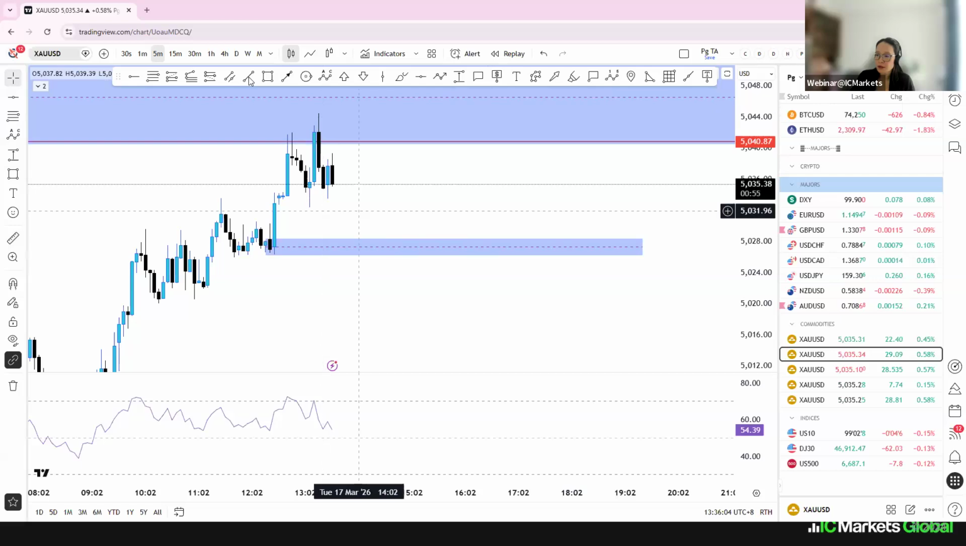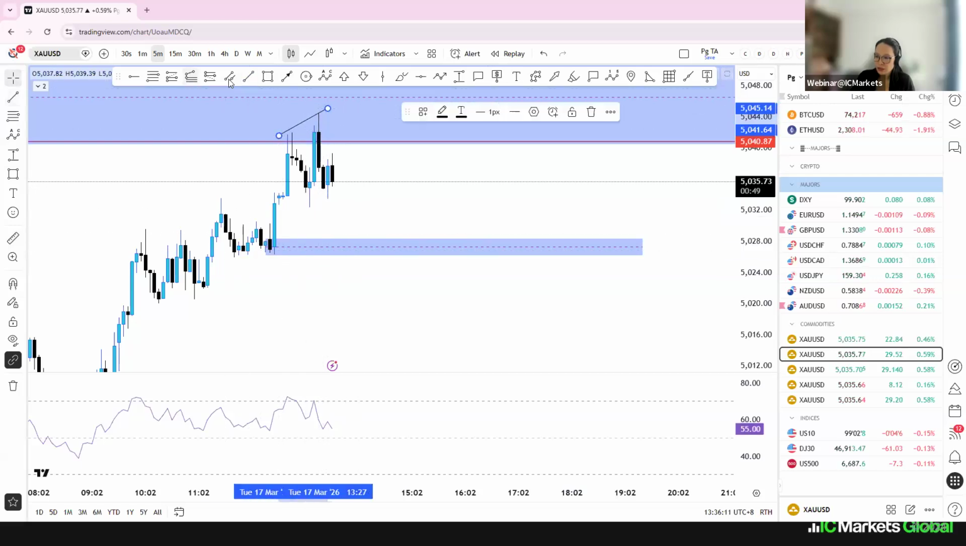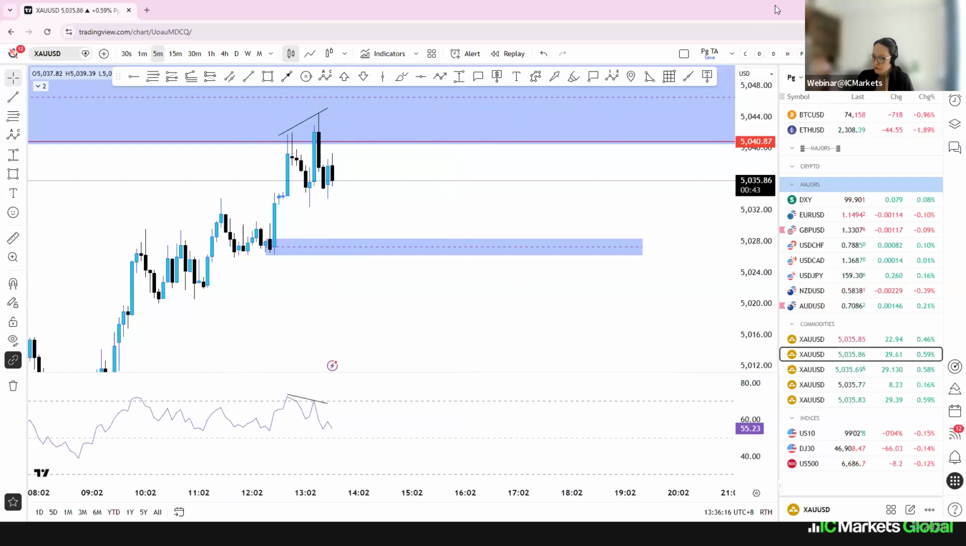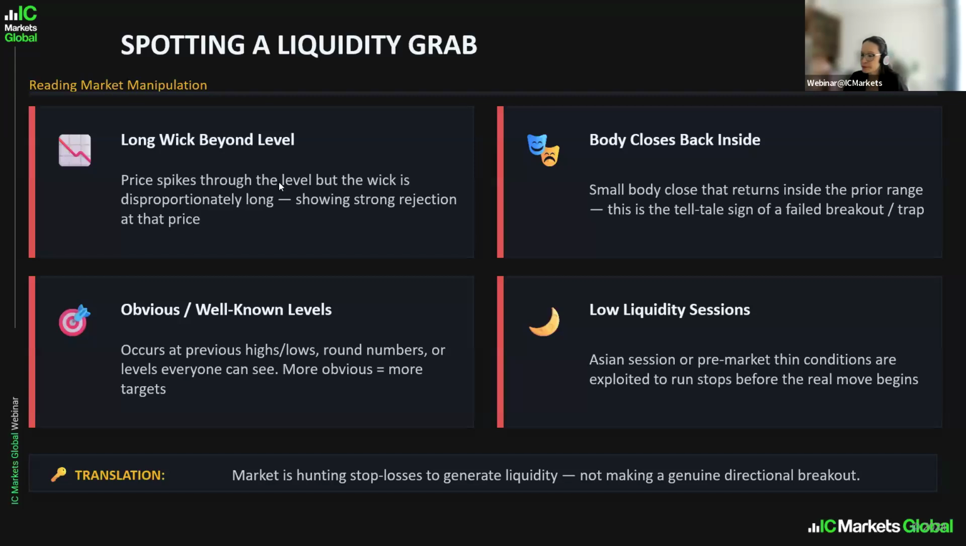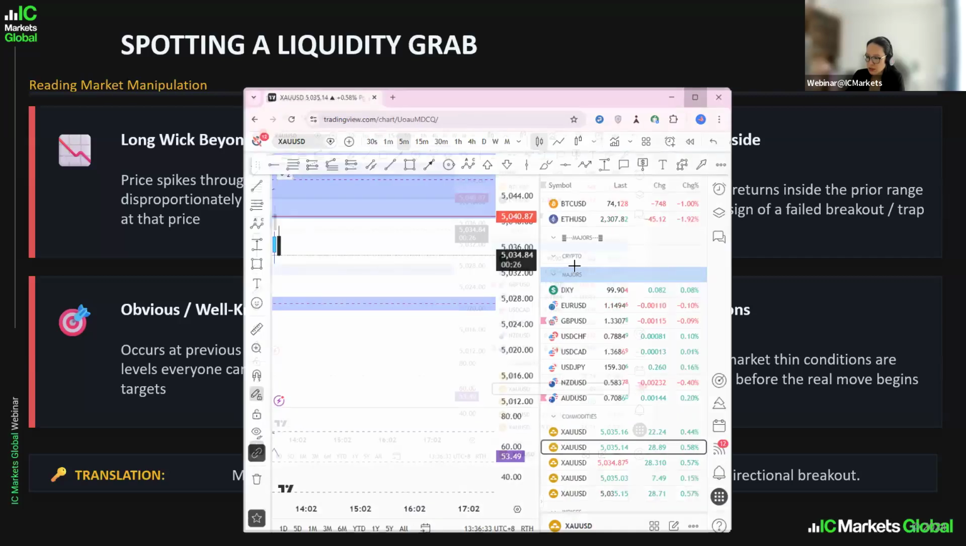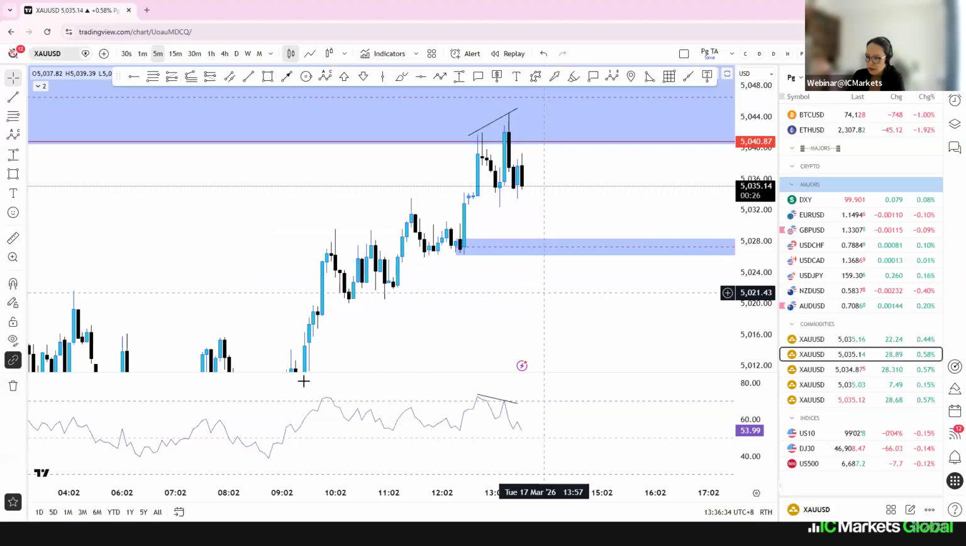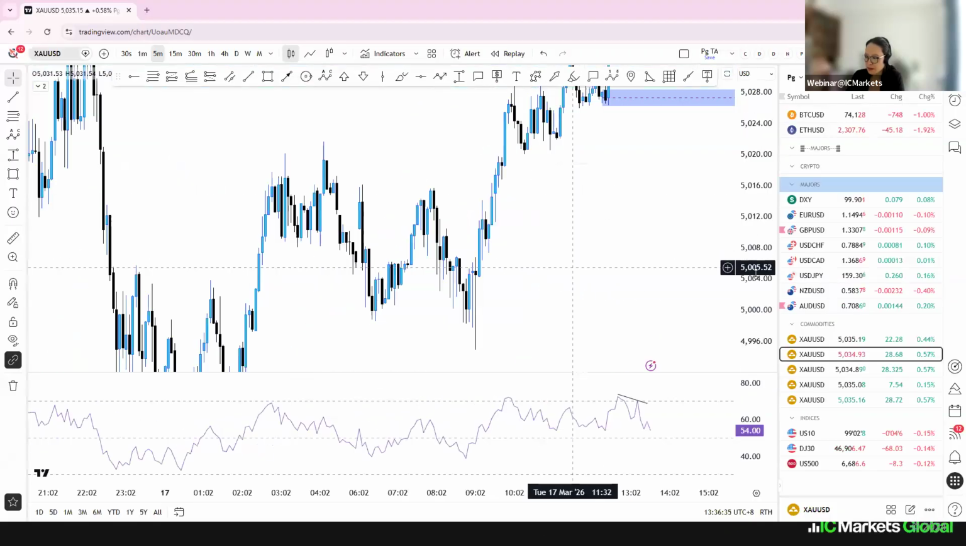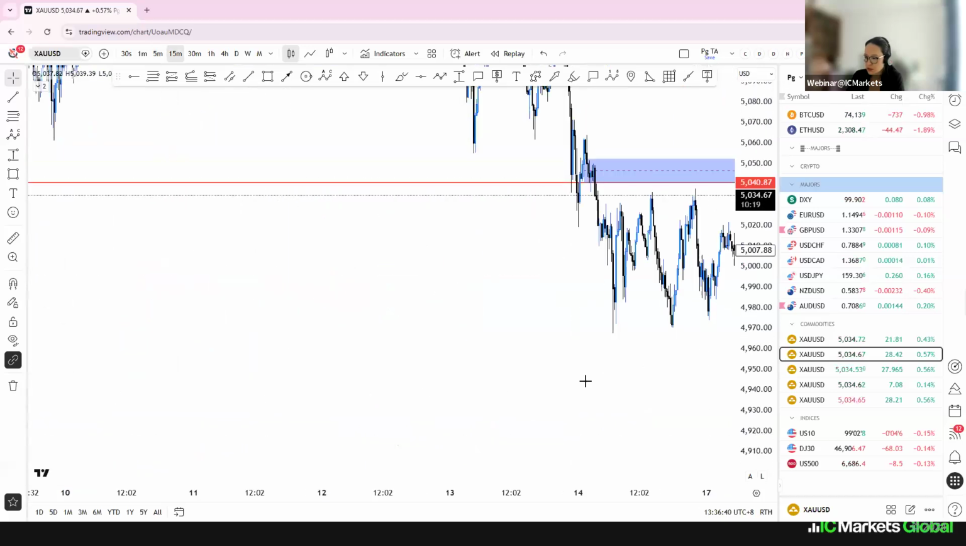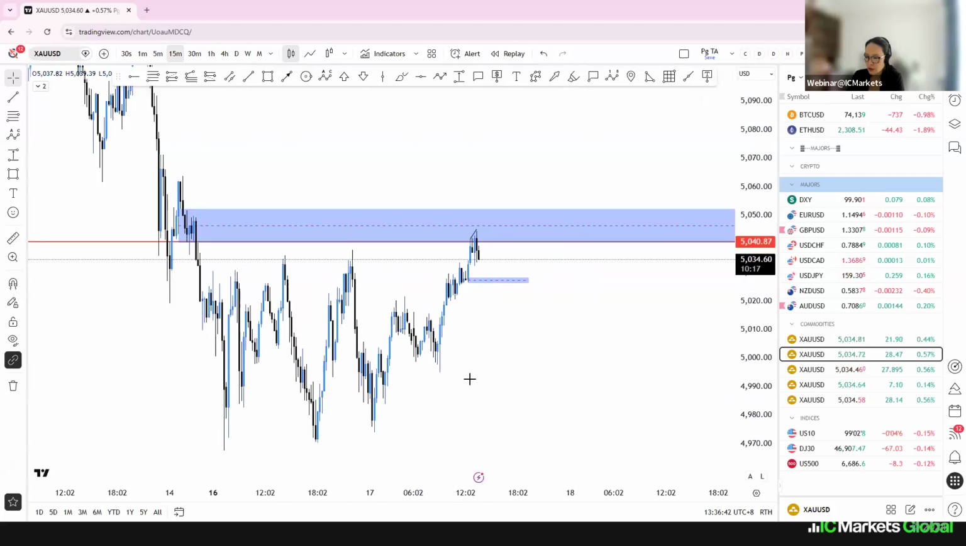On the M5, you will see that there's a divergence here, a bearish divergence. Low liquidity sessions, so the Asia session or pre-market conditions, are exploited to run stops before the real move begins. So sometimes during the Asia session, you might see the market being sideways, which is here. So now, if you sell, you hold.